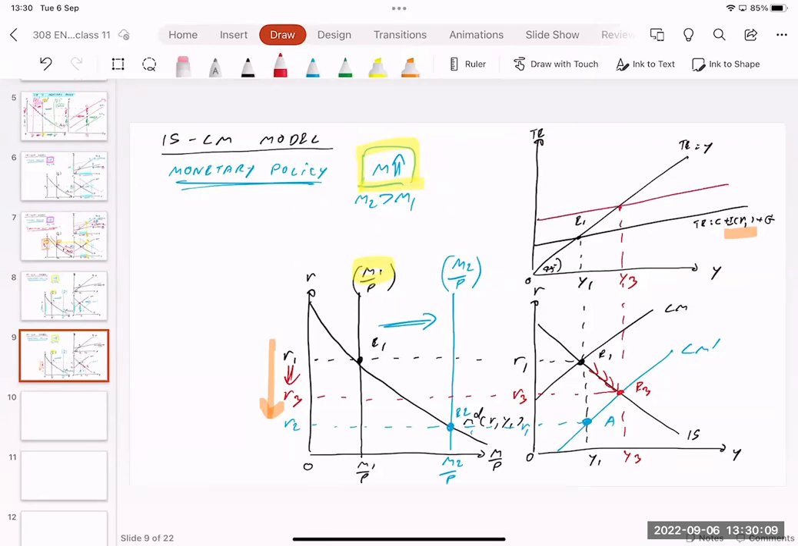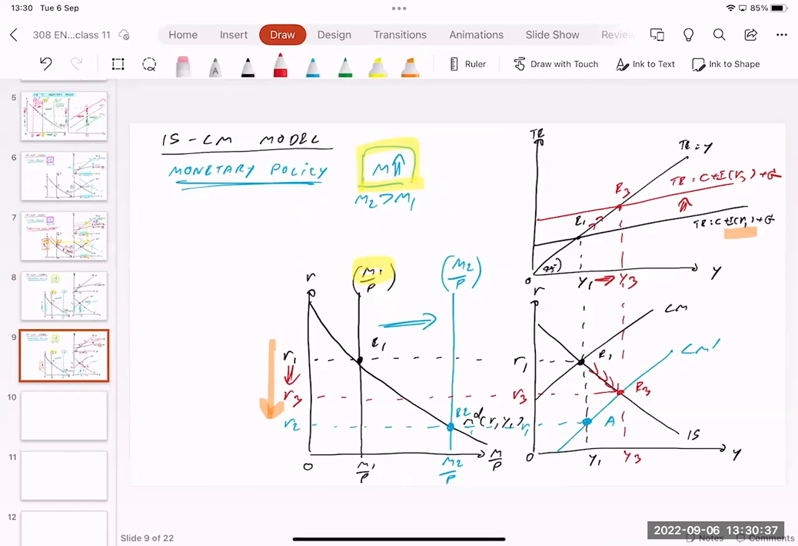Total expenditure is going to shift up. This is TE equal to C plus I of R3 plus G. When the real interest rate goes down, the business sector is very happy. They're going to borrow more and invest more, which makes total expenditure shift up. The equilibrium point in the output market goes up from E1 to E3, and it makes GDP increase from Y1 to Y3.